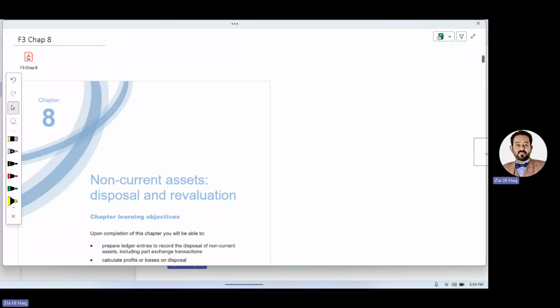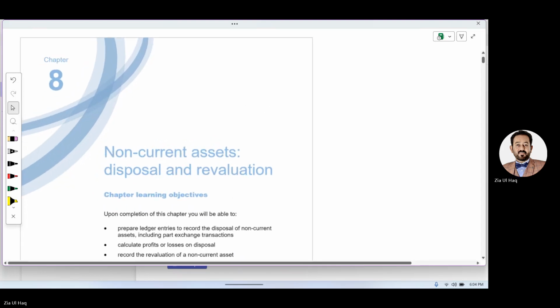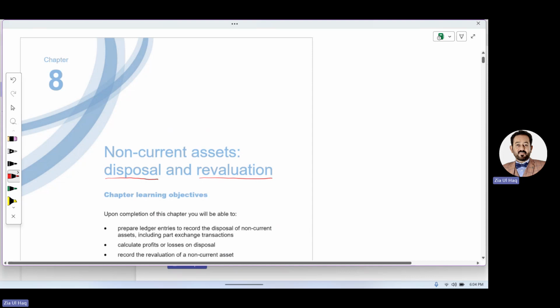In the previous class, we covered chapter 7 relating to non-current assets. We covered what cost should be capitalized and what should be treated as expense, meaning revenue expenditure and capital expenditure. And we covered depreciation. There are two methods of depreciation, straight line and reducing balance method. Chapter 8 is also about non-current assets, but here we will discuss the disposal of non-current assets and revaluation of non-current assets.